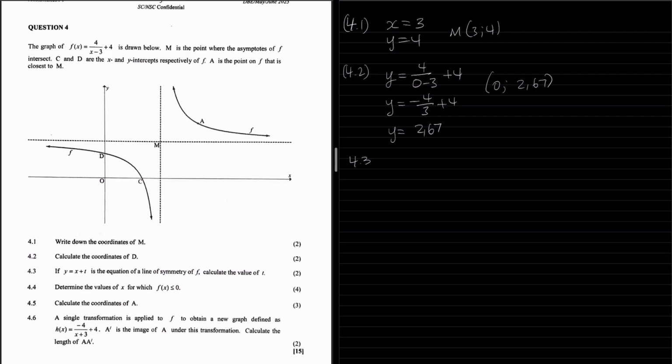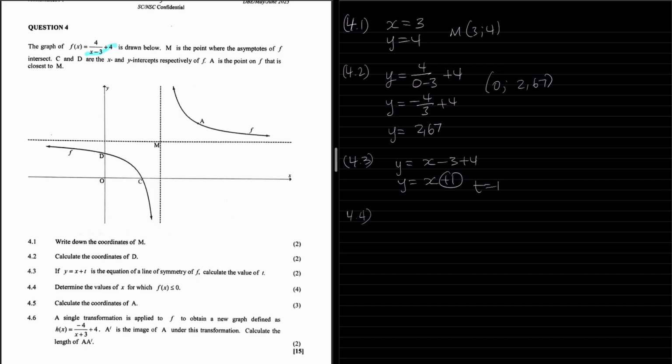Question 4.3. If y equals x plus t is the equation of a line of symmetry, calculate the value of t. Now to get the equation of the lines of symmetry, I'm just going to read it off. So I'm going to read it as y is equal to x minus 3 plus 4. Y is then equal to x plus 1. And so t is equal to 1.